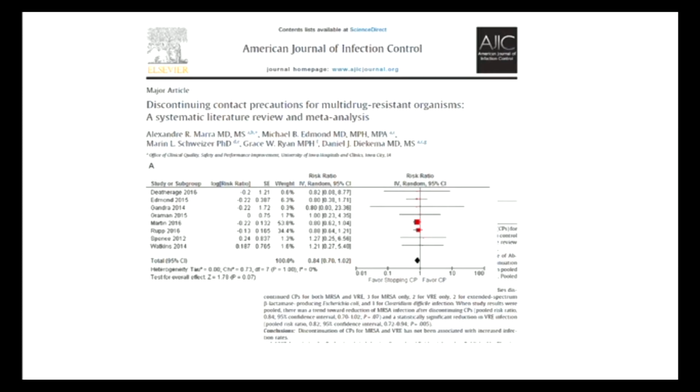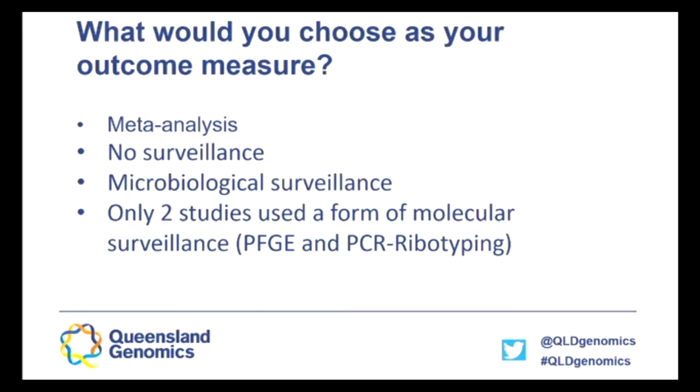So I'd say that this group have actually, with their meta-analysis and the individual studies, shown that this is safe without any way of actually seeing if there's transmission going on or not. So if you were going to implement a change like we did at Royal Brisbane about 18 months ago, where we no longer routinely isolate non-multi-resistant MRSA, what outcome measure would you choose? What would you look for to make sure it was safe?